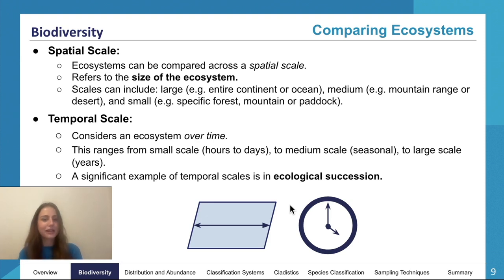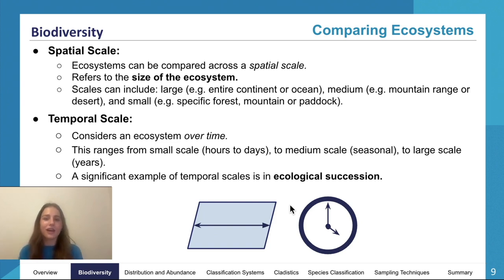But the second way we can compare ecosystems is by looking on a temporal scale. A temporal scale basically considers an ecosystem over time instead of in terms of size. So just like spatial scales, temporal scales can vary from very short-term processes that happen within hours or days to medium-term things like seasonal changes. You can observe how an ecosystem might change with the season, and all the way to long-term shifts that occur over years.